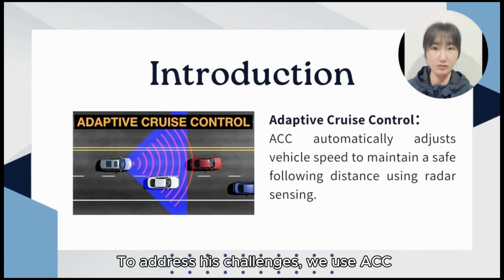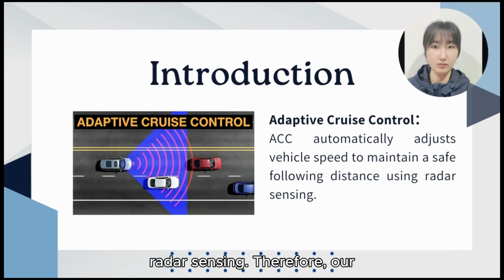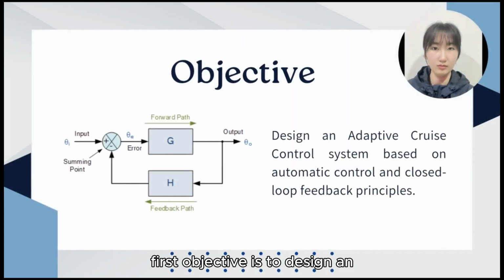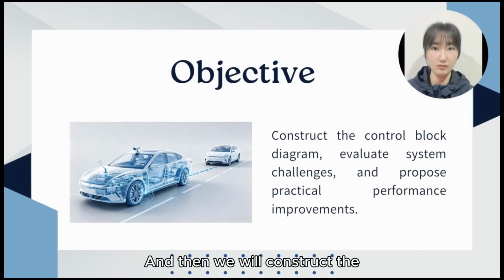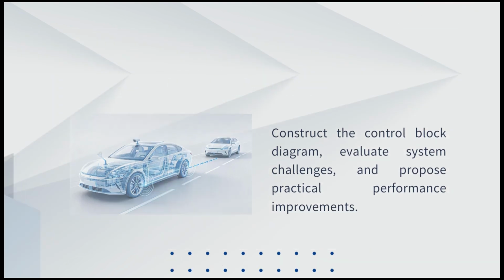To address these challenges, we use ACC to automatically adjust vehicle speed to maintain a safe following distance using radar sensing. Therefore, our first objective is to design an ACC system based on automatic control and closed-loop feedback principles. And then, we will construct the control block diagram, evaluate system challenges, and propose practical performance improvements.